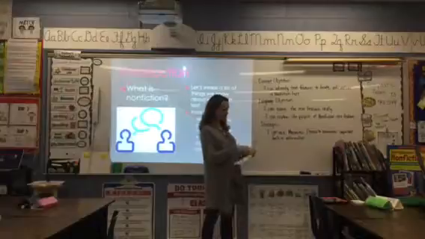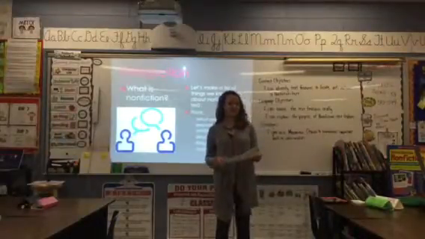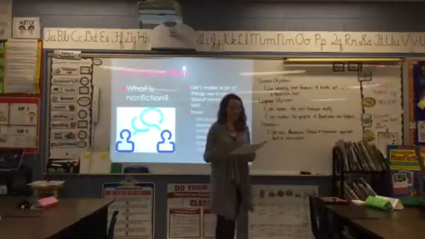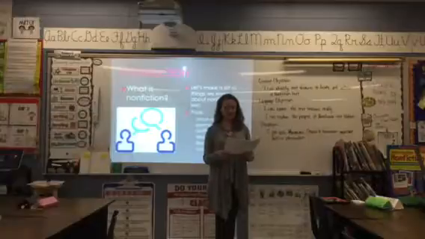Our language objectives, we have two. Students will be able to name orally the text features that they're finding, and students will be able to explain the purpose of nonfiction text features.